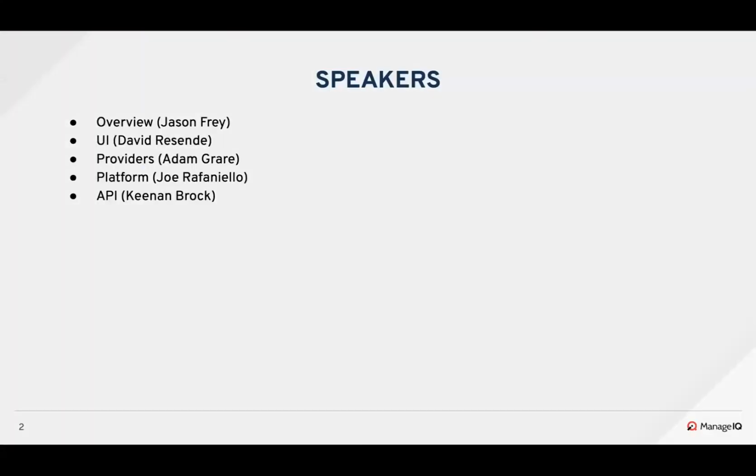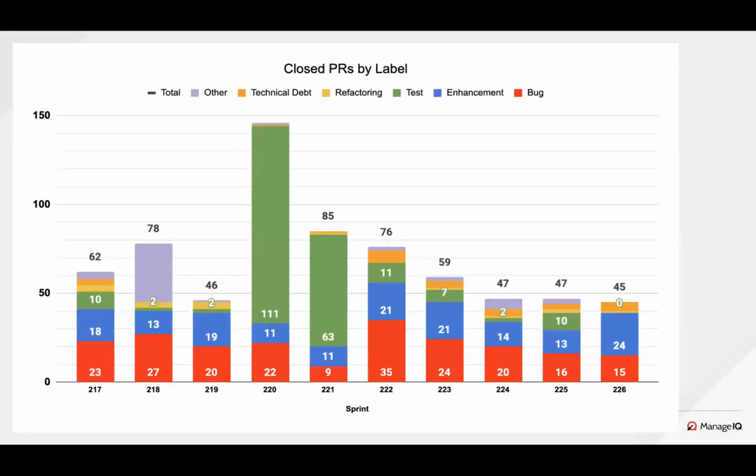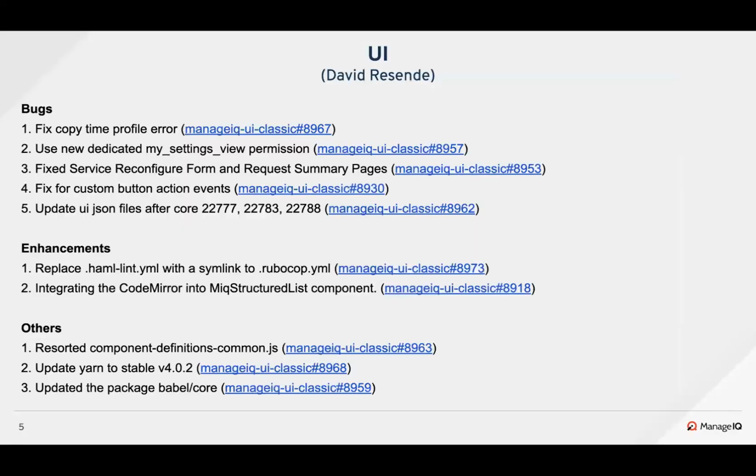I'll start with the overview. David will do the UI, Adam on providers, Joe on the platform, and Keenan on the API. Even though it was an abbreviated sprint, it was still pretty normal with 70 PRs merged this sprint, and a pretty even split between enhancements and bugs. And over to David on the UI.